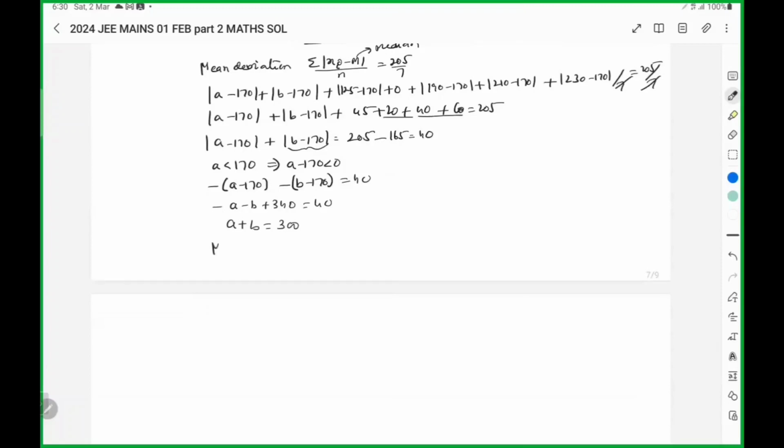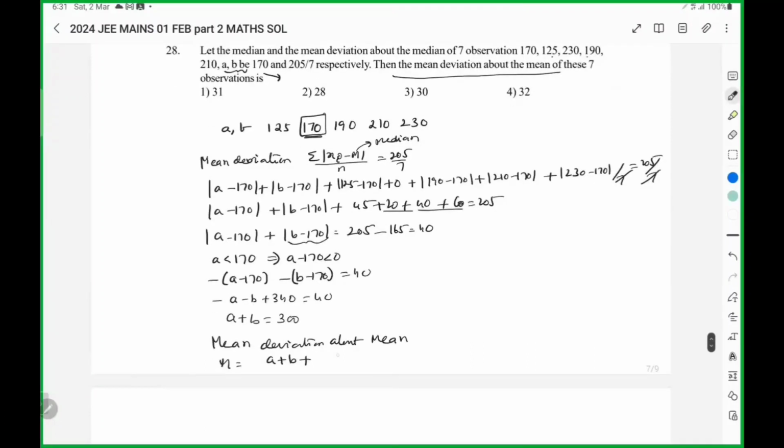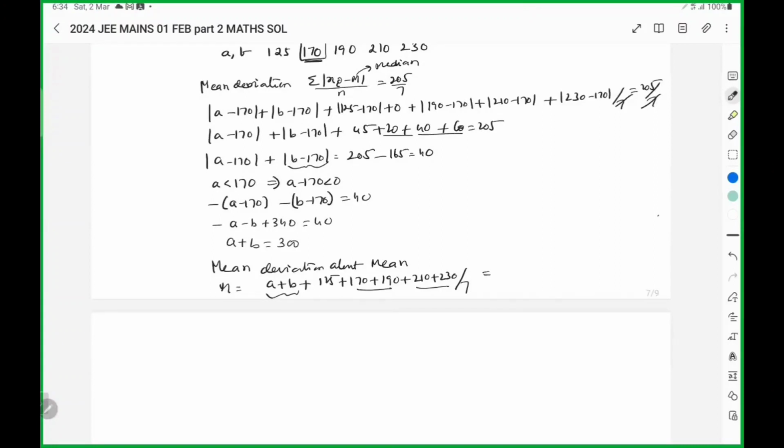What he's asking is the mean deviation about the mean. So the mean we can calculate: A plus B plus the remaining numbers 125, 170, 190, 210, 230, divided by 7. That is 300 plus adding all those, 925, so 1225 by 7, which is 175. So this is the mean.